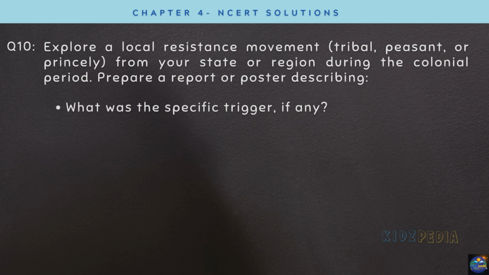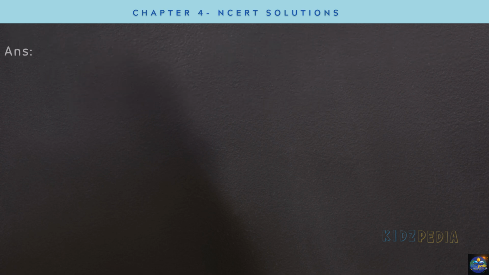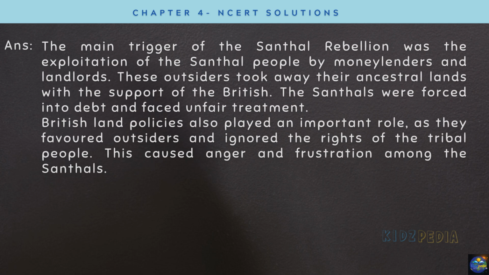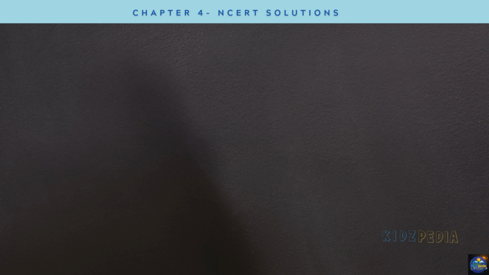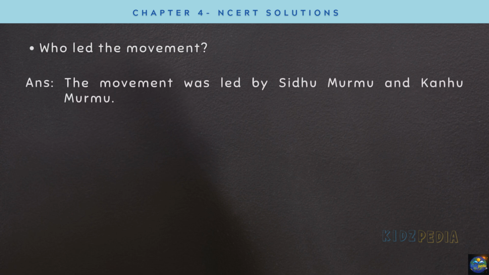A trigger is something that made people rise up. It could be a new tax, a law, British interference, or unfair treatment. Here I have explained the Santhal rebellion. You can choose any other movement and explain it in a similar way. Here the trigger was loss of land and exploitation by money lenders and British support to outsiders. Second question, who led the movement? This question is asking about the leader of the resistance movement, like who organized or guided the people in fighting against the British. So here the movement was led by Sidhu Murmu and Kanhu Murmu.